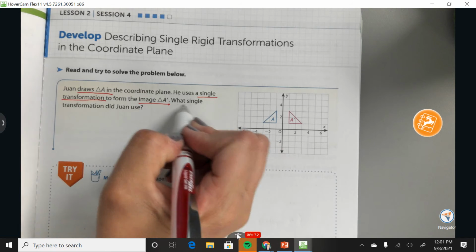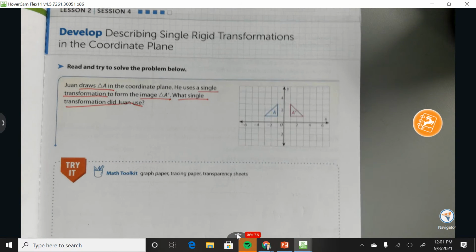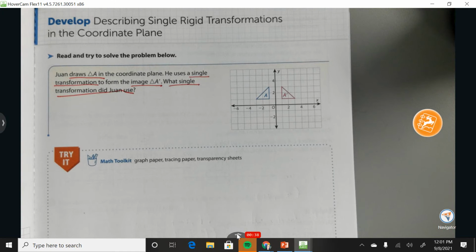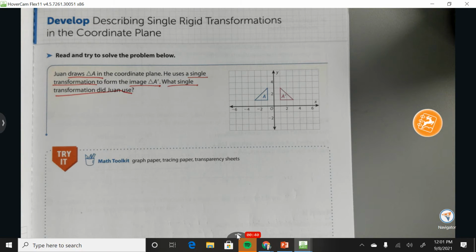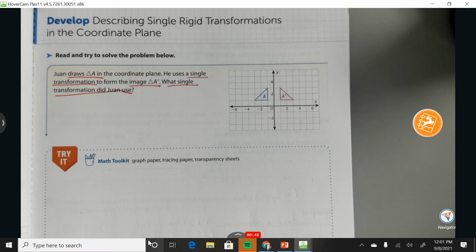And then, so what is the single transformation? That's what we're trying to find out. So there's actually three transformations. Sorry. All right, there's 3 transformations that can happen. Pause now and write those 3.